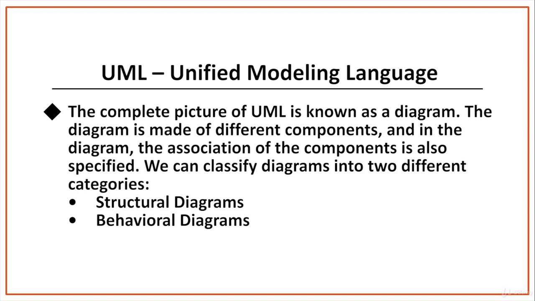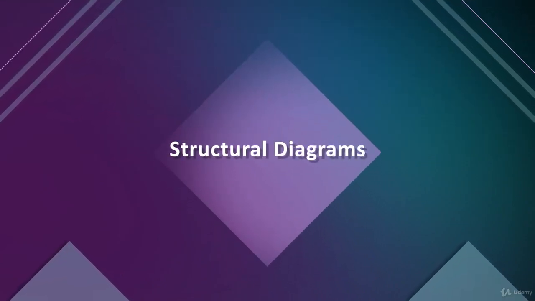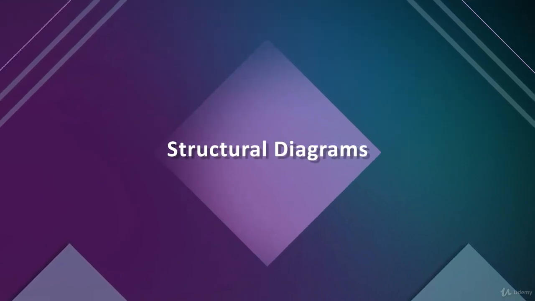We can classify diagrams into different categories: structural diagrams and behavioral diagrams. Let's talk about structural diagrams first. Such types of diagrams depict the static state of the system. In these diagrams, the state is shown by nodes, components, classes, objects, and interfaces.